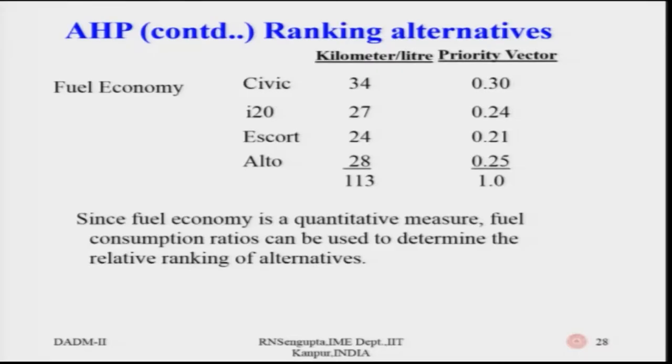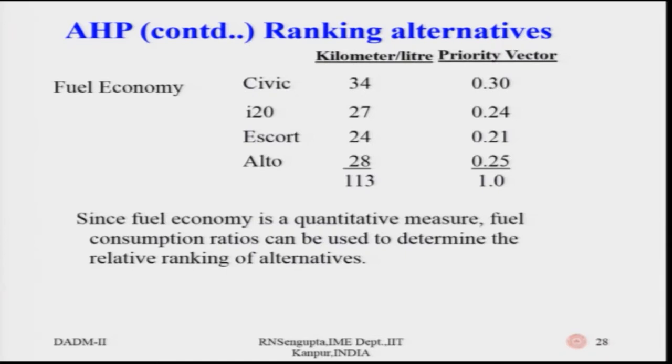Now, I come to the fuel economy case. Here some values are given. I am just considering very arbitrary values. So, I am considering fuel economy for Civic is 34 in kilometer per liter, I-20 is 27, Escort is 24, Alto is 28. These are a little bit higher values, I know that, but I am just trying to give a comparison.